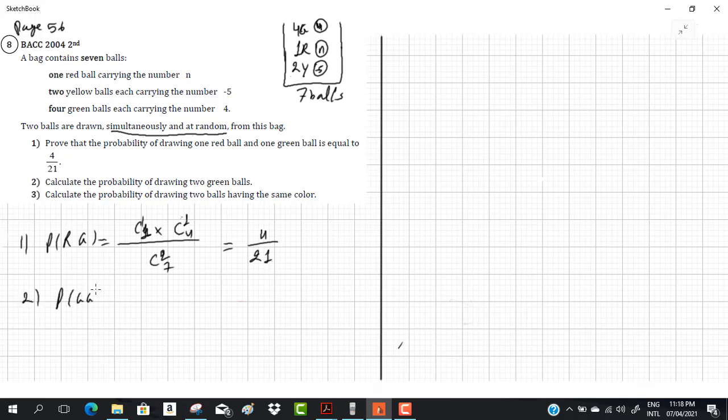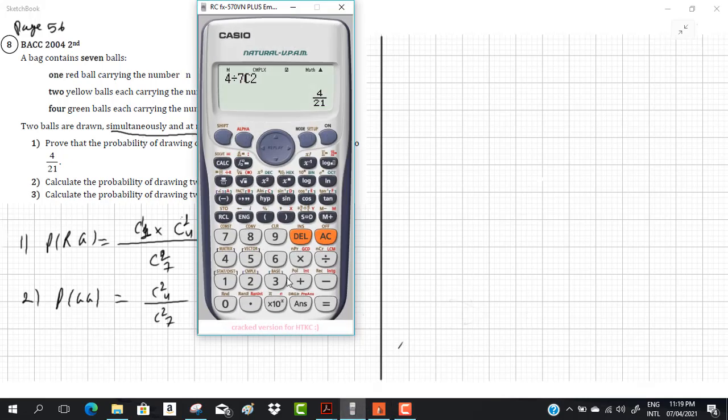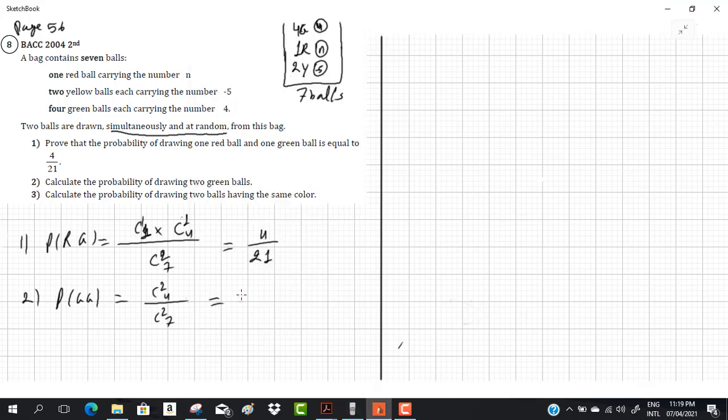Calculate the probability of drawing 2 green. Probability of drawing 2 green. 2 green C2 out of 4 over C2 out of 7. 4 C2 divided by 7 C2 بيطلع الانسر 2 over 7.